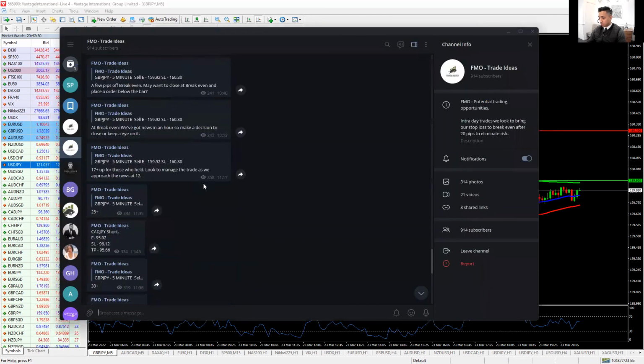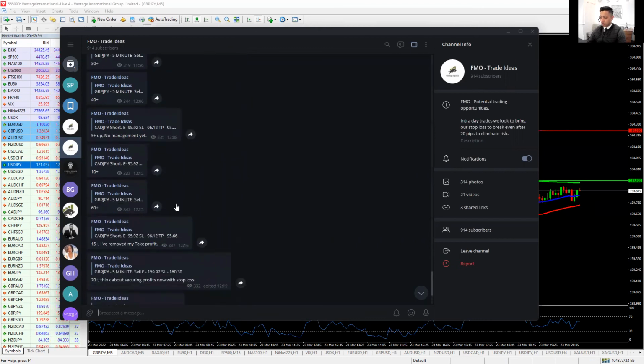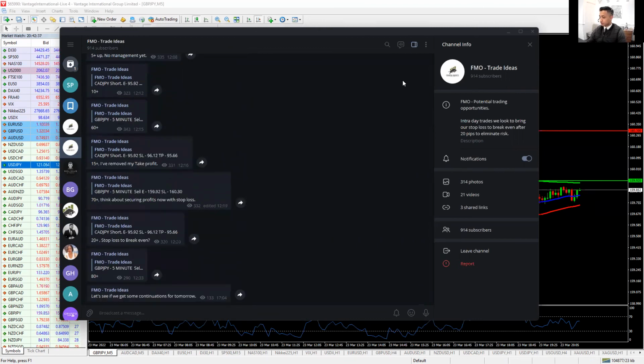CAD yen's very similar. This one did have a take profit initially, but I decided to take it off just because of the weight of the market. It started to slow down, so I managed the risk. So overall, good day. Let's see if we get continuations tomorrow.